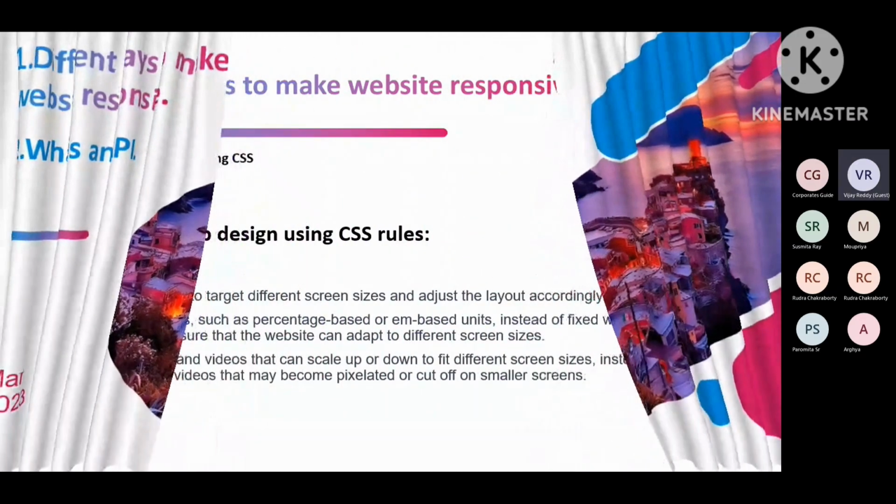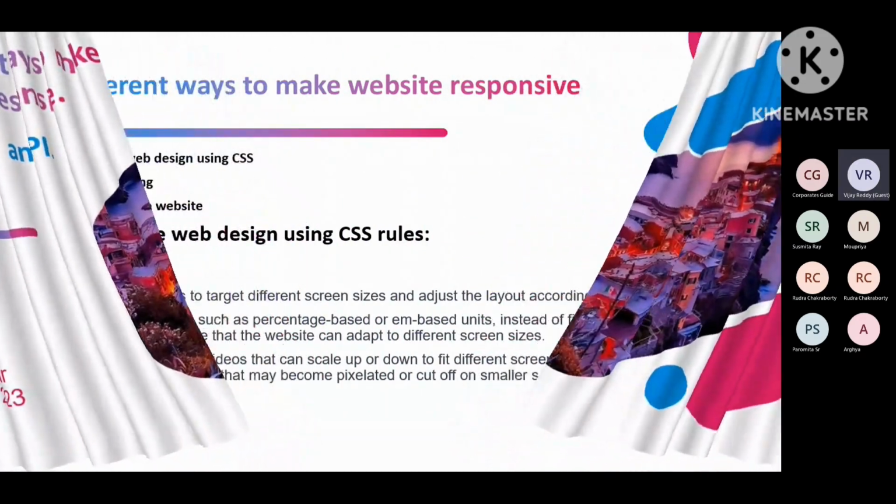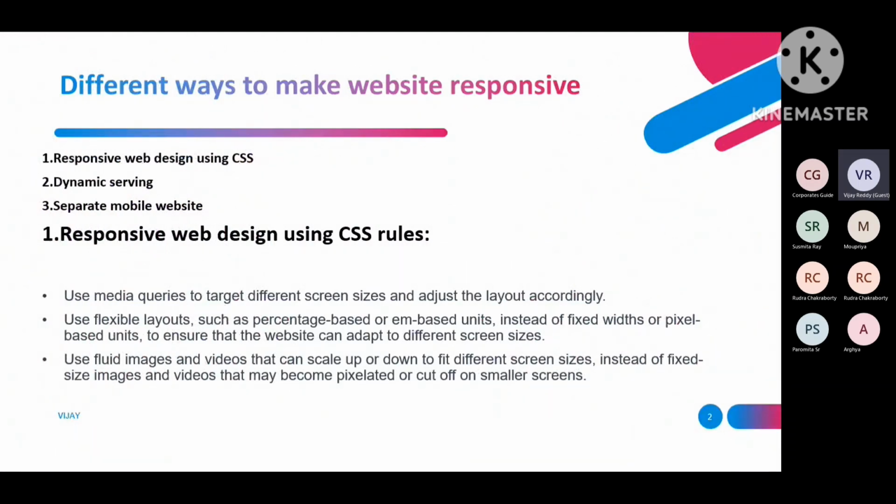So firstly, we go with how to make a website responsive, and these are the three different ways to make a website responsive. One is responsive web design using CSS, another is dynamic serving, and the third is a separate mobile website. First we'll go with responsive web design using CSS rules.